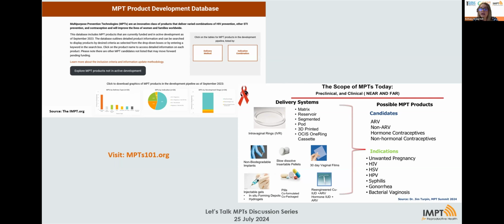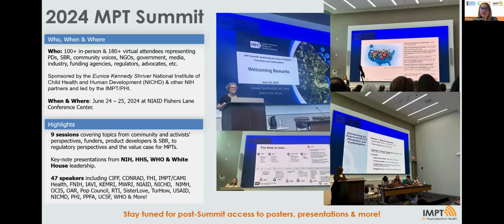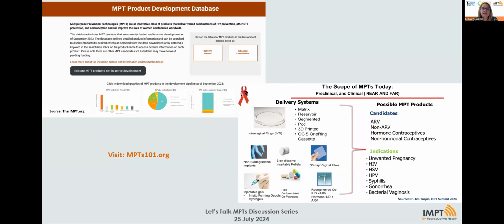As you can see on this slide, there are an array of delivery systems, targeted interventions, and targeted indications, including unintended pregnancies, HIV, and other STIs. I want to thank Jim Turpin for this slide that he presented at a recent summit. One of the things that we do as the IMPT is to track the different MPTs in the pipeline. So if you're interested in seeing what is out there, you can check the database at mpts101.org.